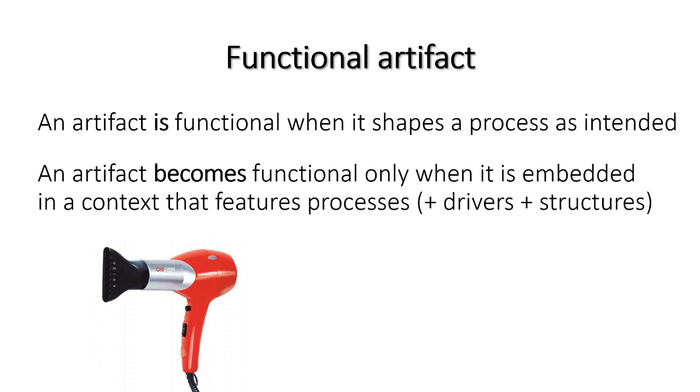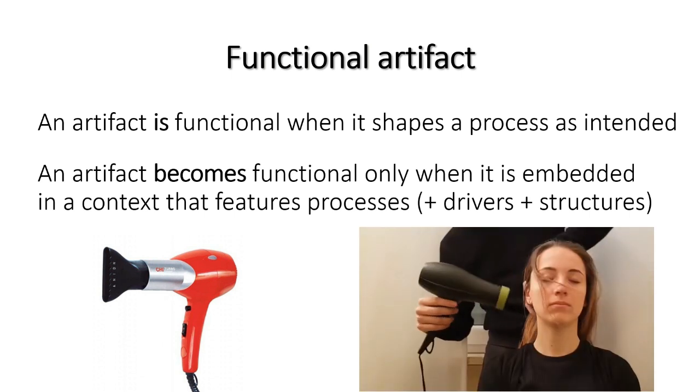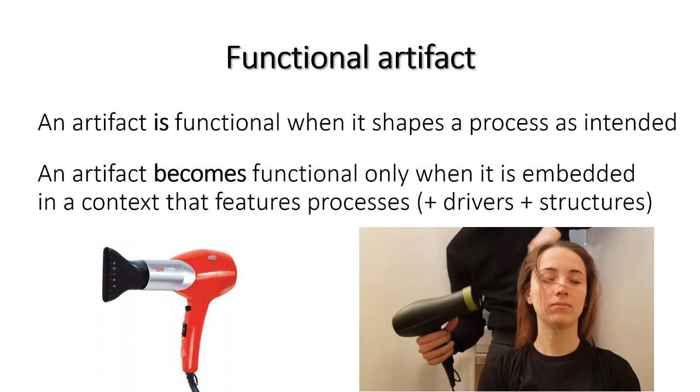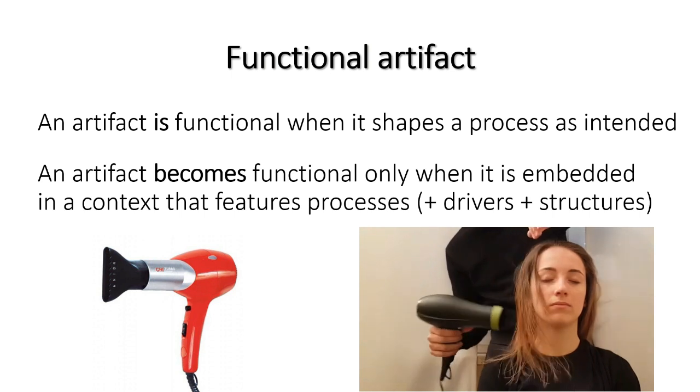So just a hairdryer is not yet functional. But an artifact becomes functional when you embed it in the correct context. So a context that features the processes and drivers and structures needed for the artifact to become functional. So you need a person with hair to be dried, and you may need electric current.